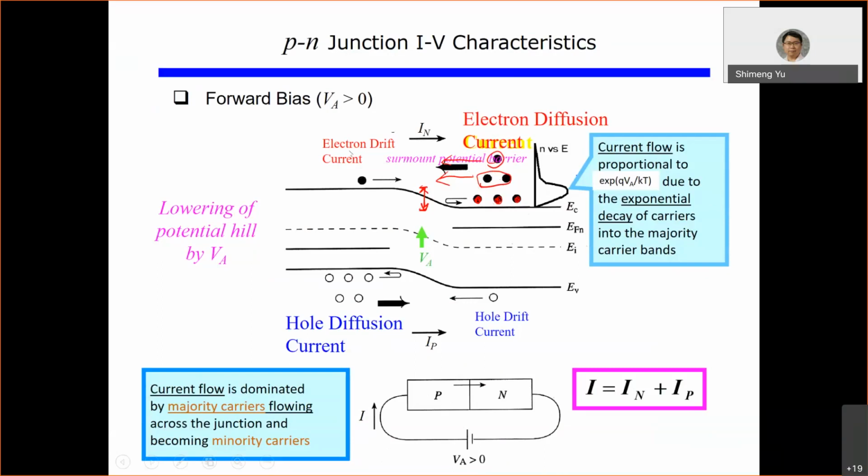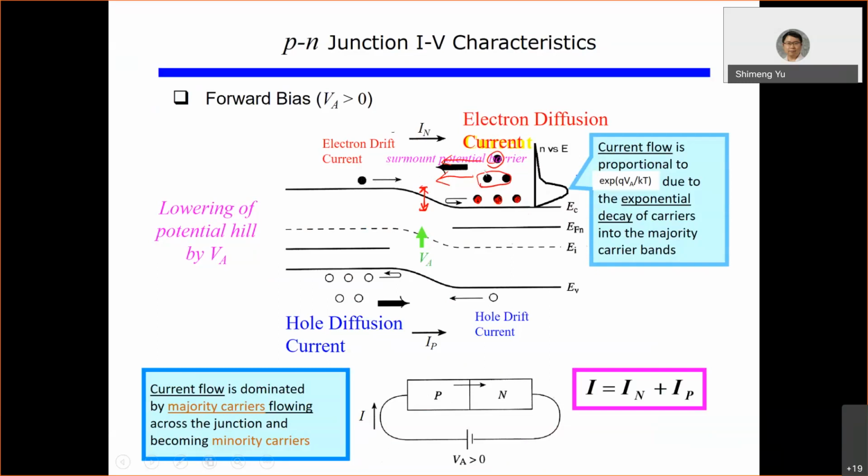But the drift current will not change, okay? Because for drift current, you need a certain number of electrons to be drifted. And this amount is determined by the doping density of the p-type. So this one electron will remain here. You only have one electron. This one electron will move to the right. But now you have more electrons moving to the left. And then you have the large current in the forward bias.